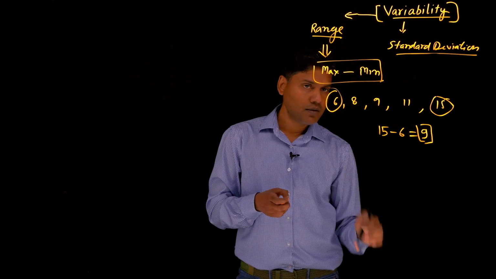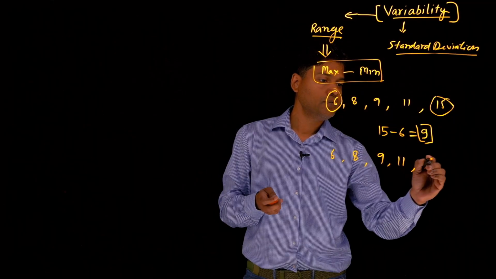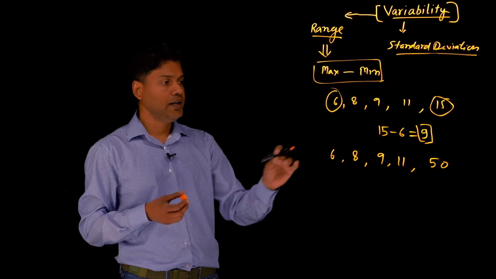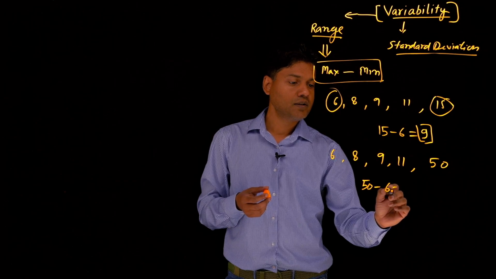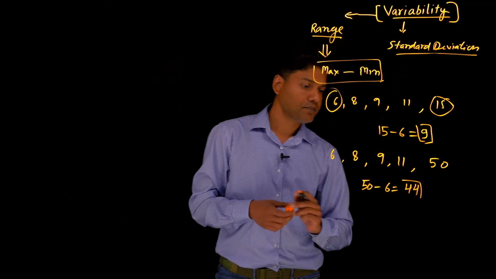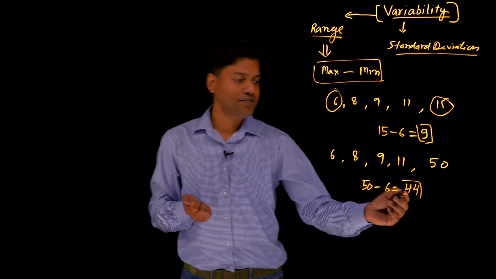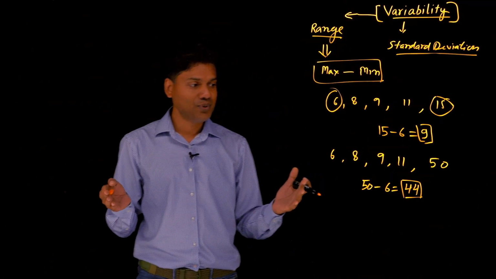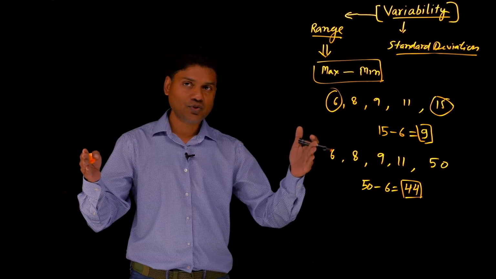I have the data points 6, 8, 9, 11, 50. Now, if I have to calculate the range of this data, the maximum value is 50 minus minimum 6. Now we get a range of 44. Now ask yourself, if I just tell anybody without showing the data that the range of the data is 44, sometimes people assume, okay, it seems like the spread of the data is so much.